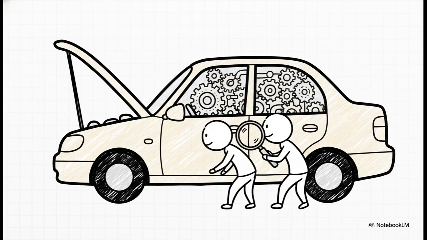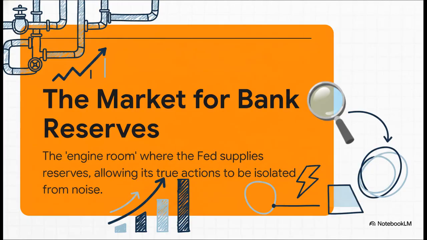And that's exactly what Bernanke and Mihov did. Instead of just staring at the speedometer, they decided to pop the hood and build a model of the entire engine to see how it really works. For the Fed, that engine room is the market for bank reserves. Think of it as the hidden plumbing of the financial system. It's where the Fed actually interacts with commercial banks. And by modeling the supply and demand in this market, the whole shebang, they could finally isolate the Fed's intentional actions from all the other random market noise.